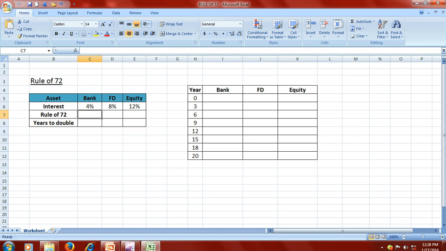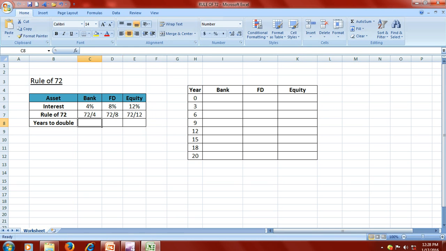We need to write down the Rule of 72 formula for each of the classes respectively. For bank account, the Rule of 72 formula would be 72 divided by 4. For fixed deposit it is 72 divided by 8. For equity it is 72 divided by 12.